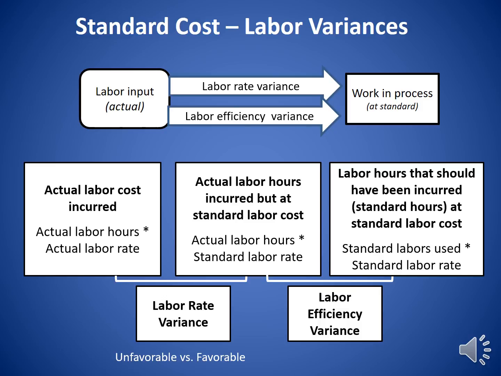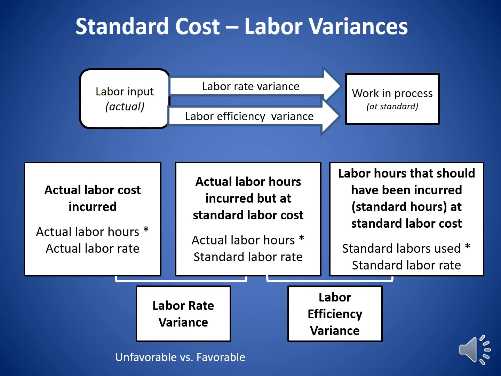In other words, we have a certain amount of production that occurred, and based upon that amount of production, we should have incurred an expected amount of labor hours or standard hours, and that would be basically our expected standard cost. So it's our standard labor hours times the standard labor rate. So now we compare the actual hours that we spent times our standard labor cost.